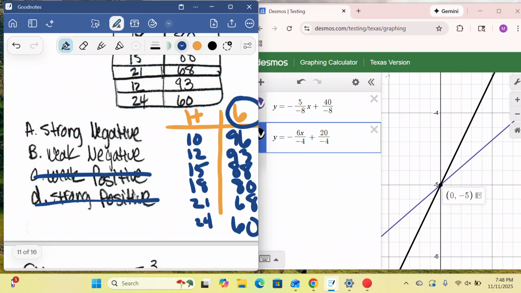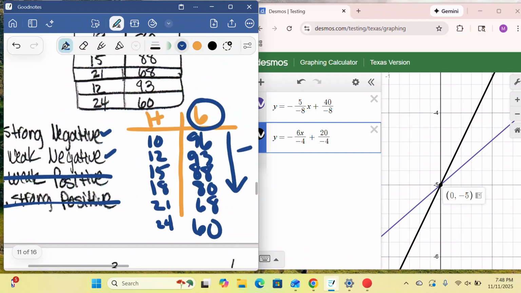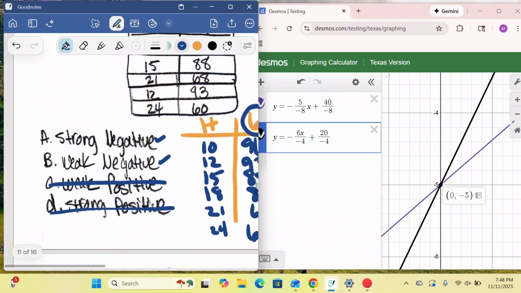So once again, it is a negative and a negative, so that gives me a 50-50 chance to get it right. Now I got to determine whether it's a weak or a strong negative. So looking at the numbers, 96, 93, 88, 80, 68, 60, that is considered a strong negative. The answer choice is A.